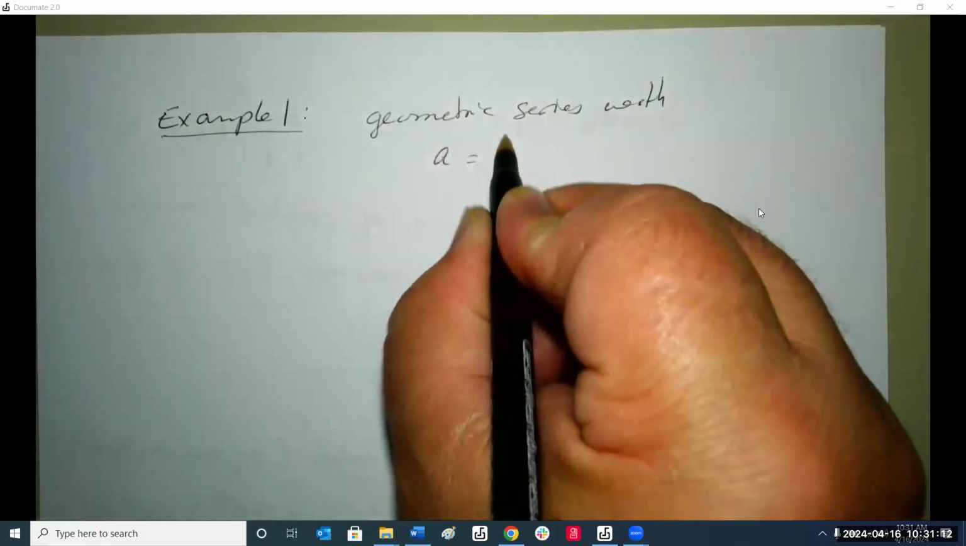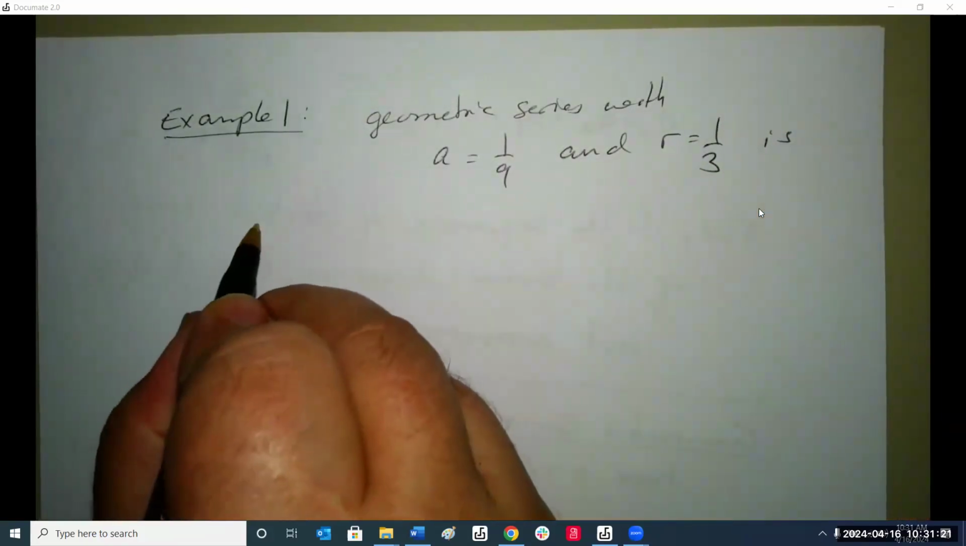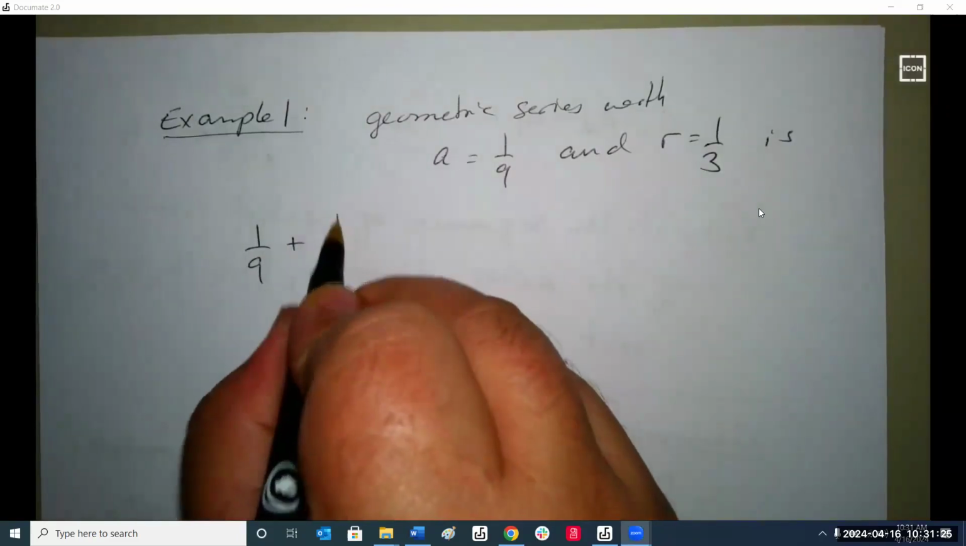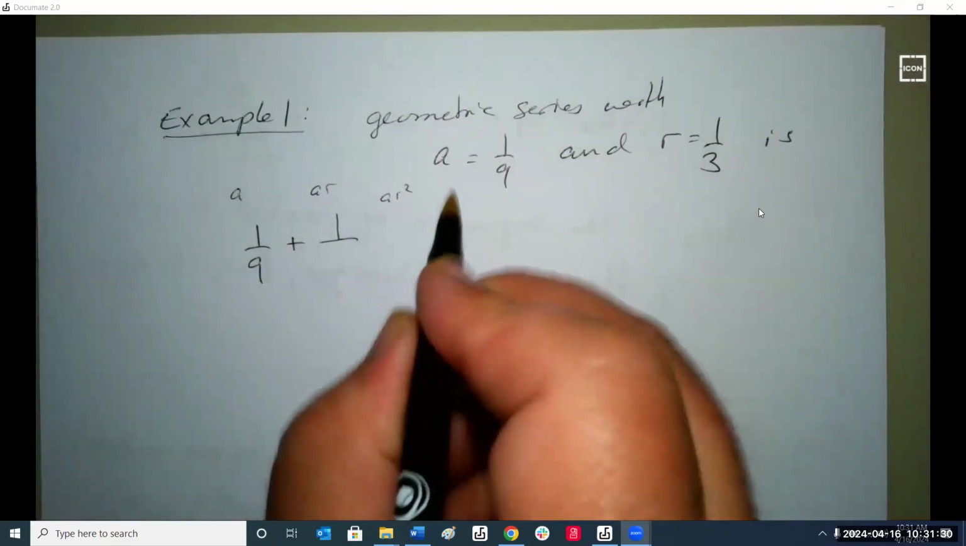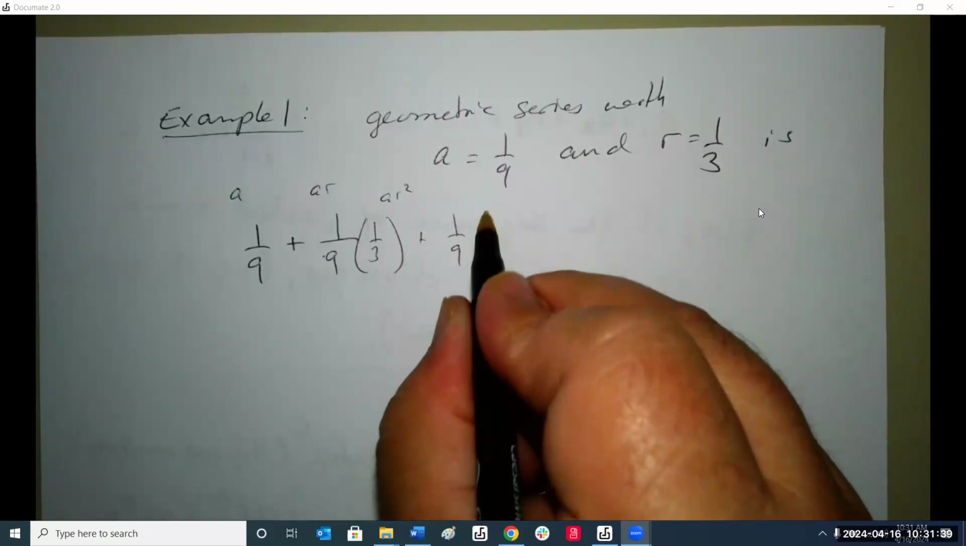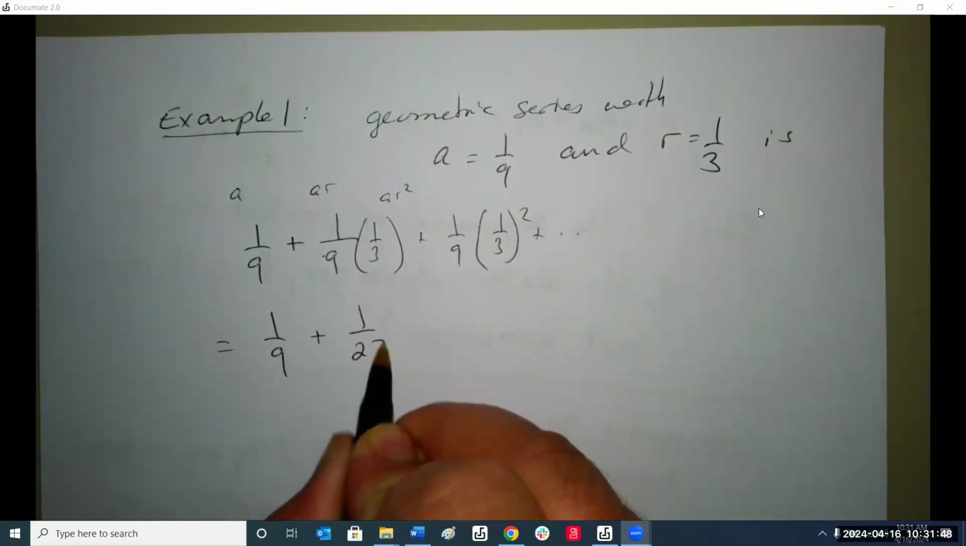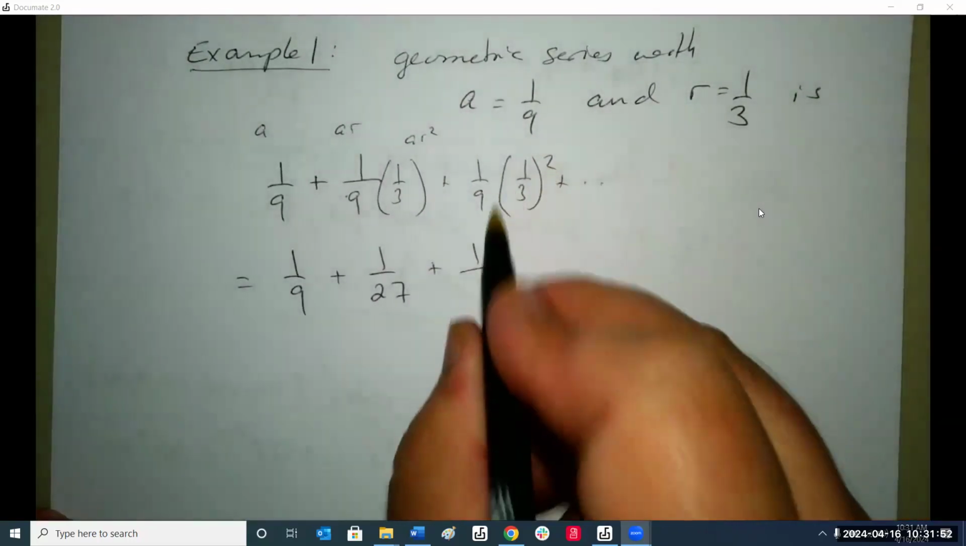Let's look at an example. Example 1. The geometric series with a equals 1/9 and r equals 1/3 is 1/9 times 1, plus 1/9 times 1/3, plus 1/9 times 1/3 squared, so it's 1/9, 1/27, 1/3 squared is 9, so 1/81.